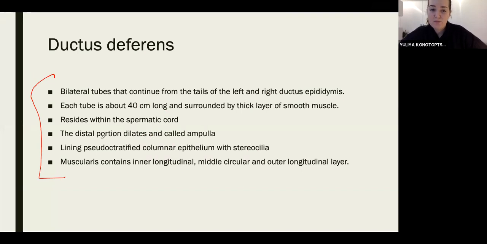Right, so you remember the most distal portion of it dilates and it is called ampulla. Epithelium is going to be the same as in the epididymis, but stereocilia will be shorter. They will not be as long as in the epididymis. And muscularis layer will contain 3 layers as well, very similar to your ureter, right? Very similar to your urinary bladder. So inner longitudinal, middle circular, and outer longitudinal layers. So these layers are also the same in your urinary bladder as well.